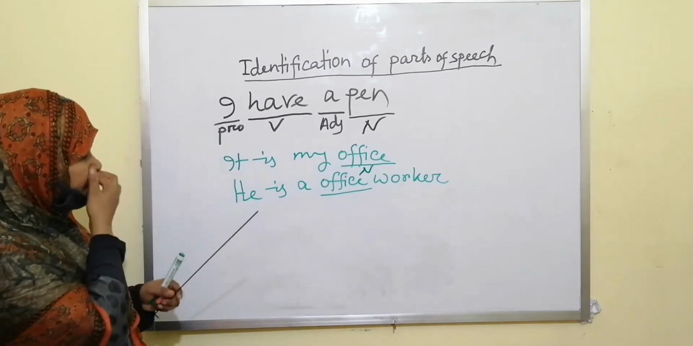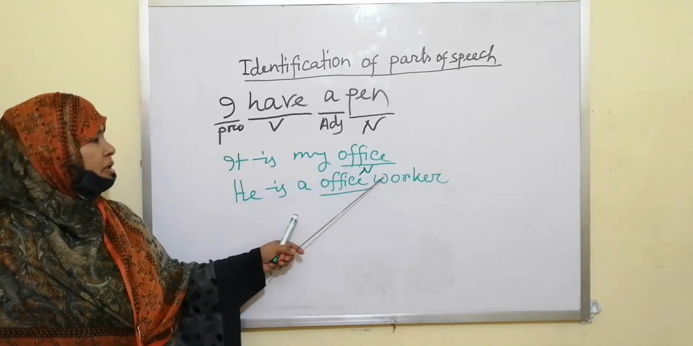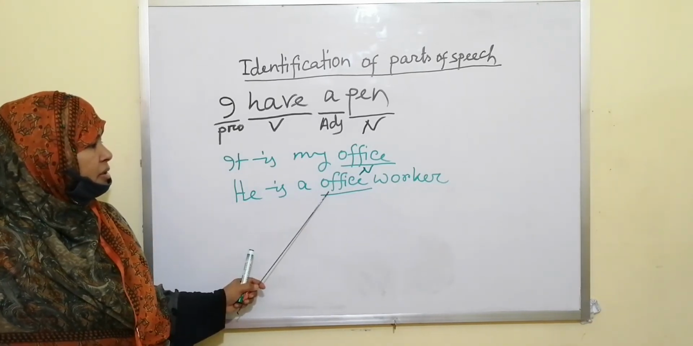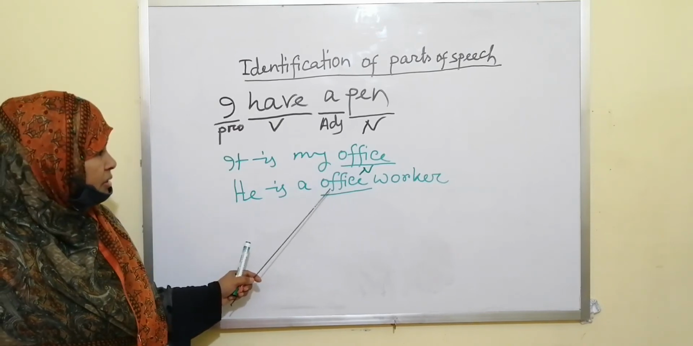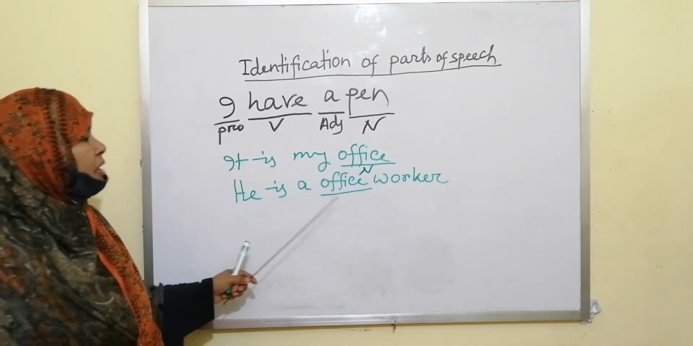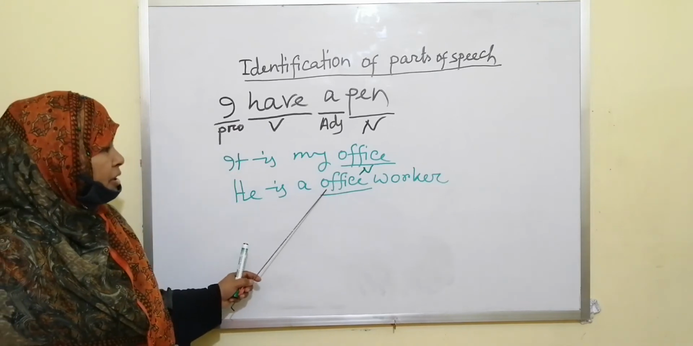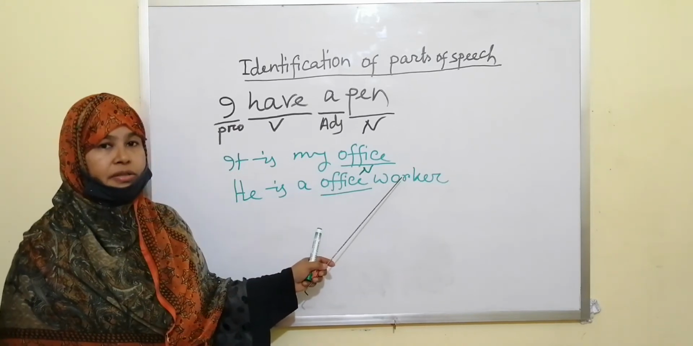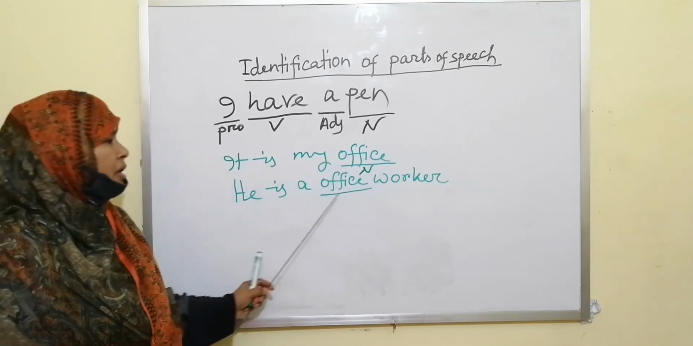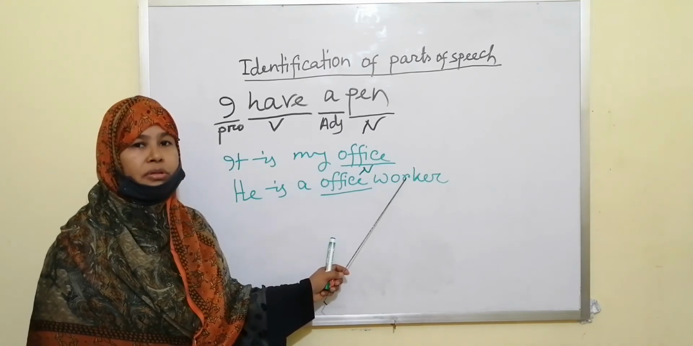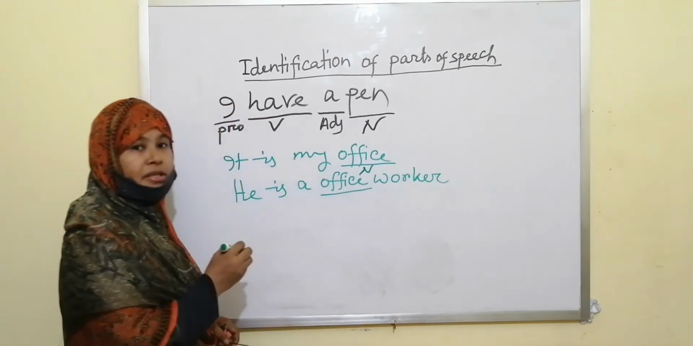Dear student, next sentence: when we find a double noun in a sentence, the first word is used as an adjective and the next word is a noun. Dear student, I repeat again. When we find a double noun in a sentence, the first word is used as an adjective and the next word is a noun. Dear student, I think you can understand it. So office is an adjective here.